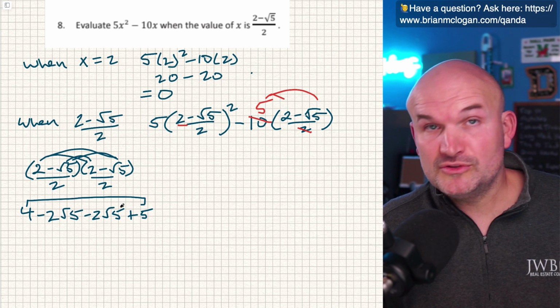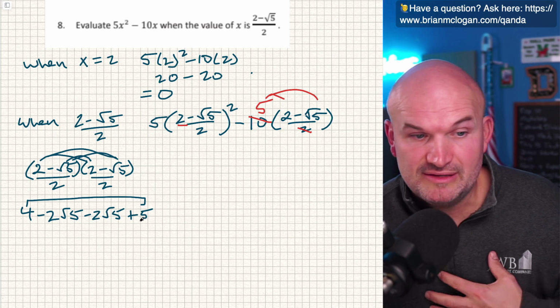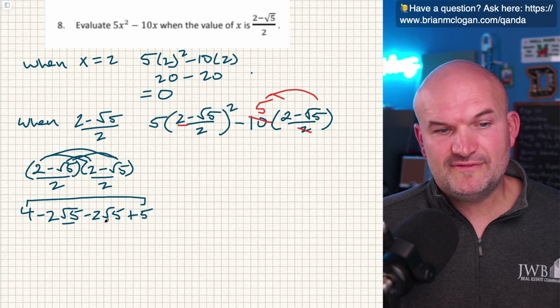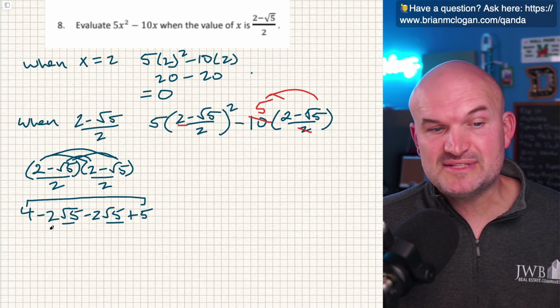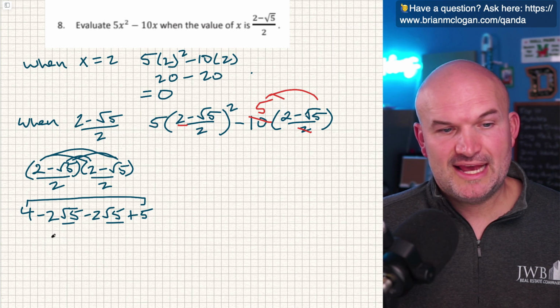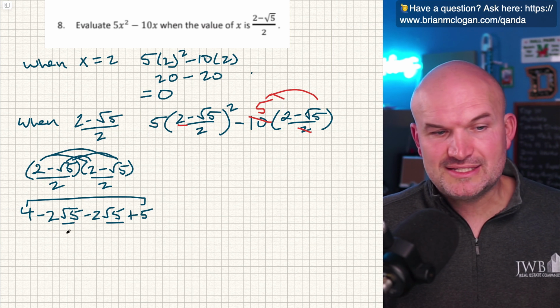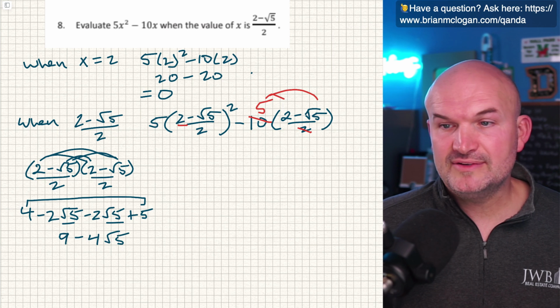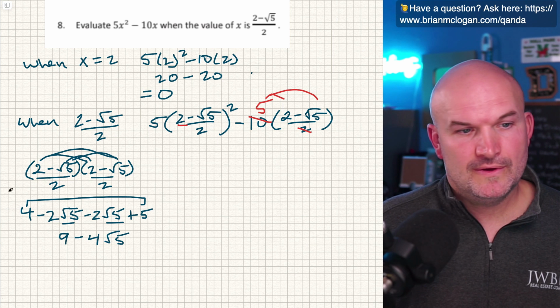All right, those are both constants, so I can combine those to give me 9. And these are like terms. So I have a square root of 5 and a square root of 5, and I have negative 2 times them. So adding them is going to give me a negative 4. But I'm going to write my constant first, so that's going to be 9 minus 4 square root of 5. Now, that's kind of like a little sidebar.